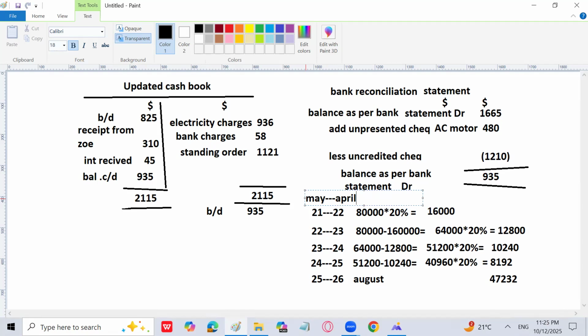Then for 2024-25, the asset has been sold, so we will not calculate depreciation. How come, sir? See, this particular year started on 1/5/24 and will end on 30/4/25. The recovery vehicle has been sold on 1/2/25, so the sale comes in the same year, 2024 to 25.